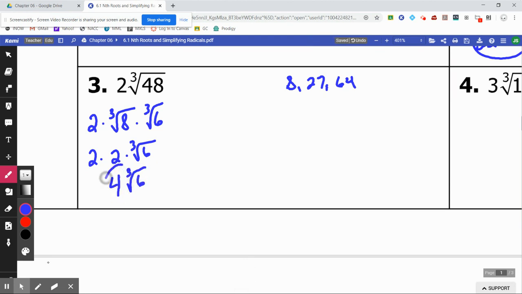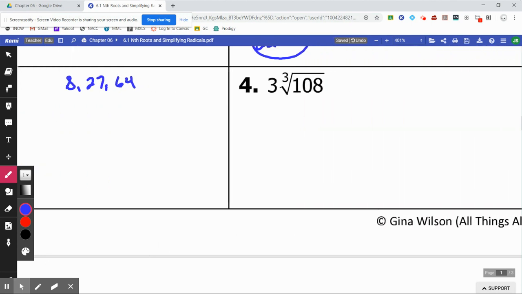Now be careful about where you write that cube root symbol, that index, because if you write it too close to the 4, it turns into 4 to the third. It looks like something different.